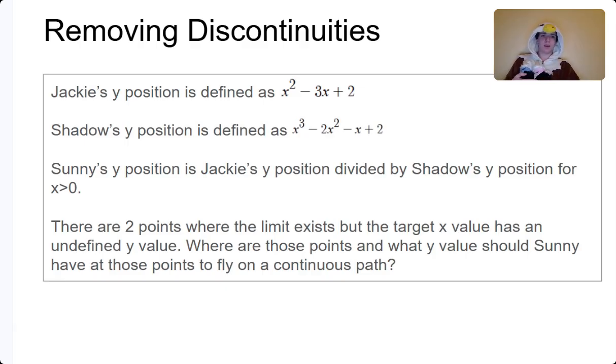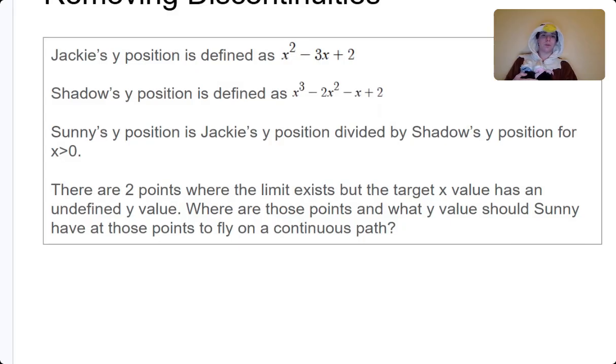And it tells us that there are 2 points where the limit exists, but the target x value has an undefined y value. Where are those 2 points, and what value should Sunny take on in those 2 points to fly a nice, smooth, continuous path? Like if she's going to fly a path like this that's continuous, what 2 points would we need to fill in with a new value, and what should those values be?